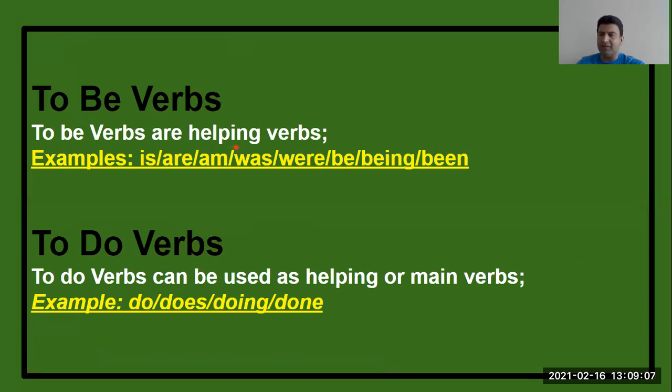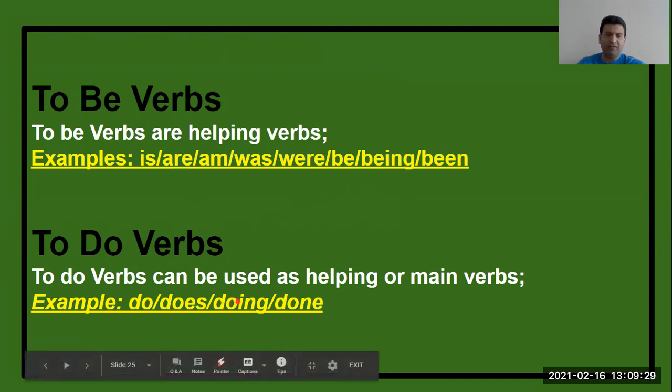And then we have to be verbs. To be verbs are also part of helping verbs. And all these eight verbs are called to be verbs. They are is, are, am, was, were, be, being, and been. Then we have to do verbs. To do verbs can be used as helping verbs or main verbs in sentences. The examples are do, does, doing, done.